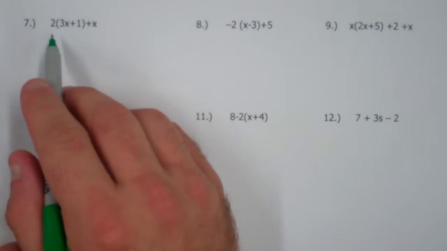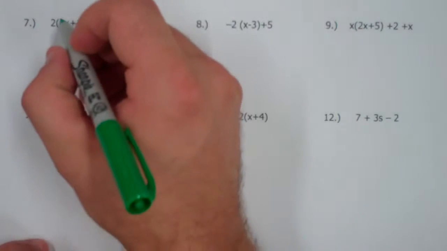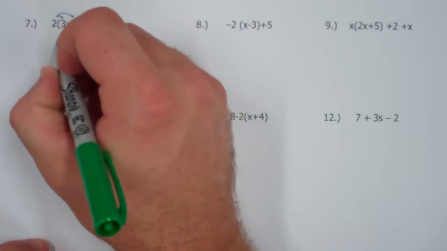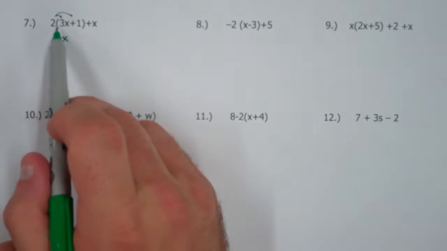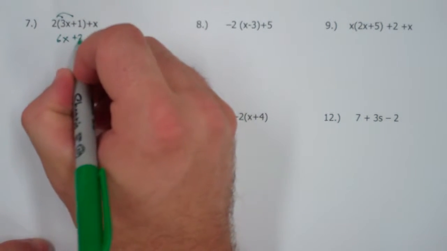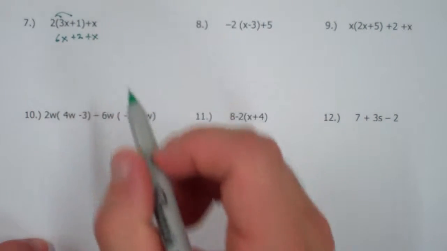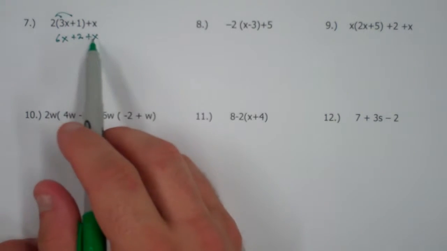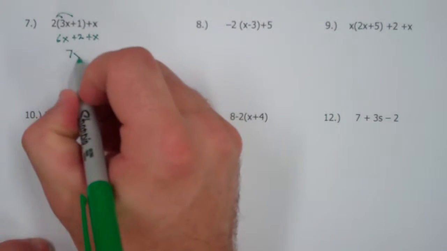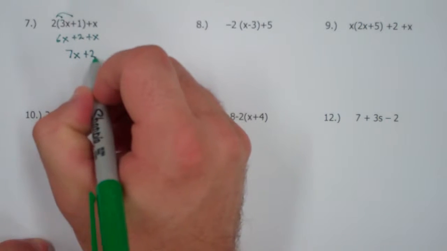So in this example, we need to do 2 times 3x, which is 6x, 2 times 1, which is 2, and then we need to add x. 6x and x, that's 7x, and then plus 2.